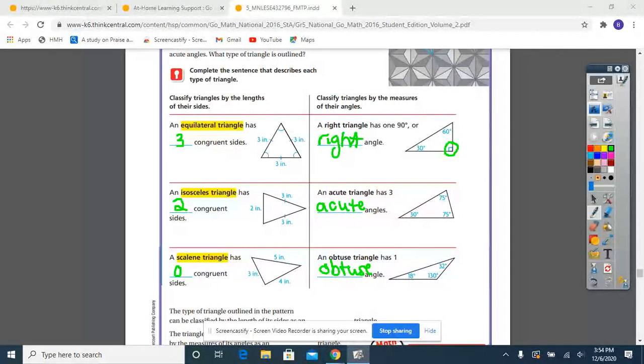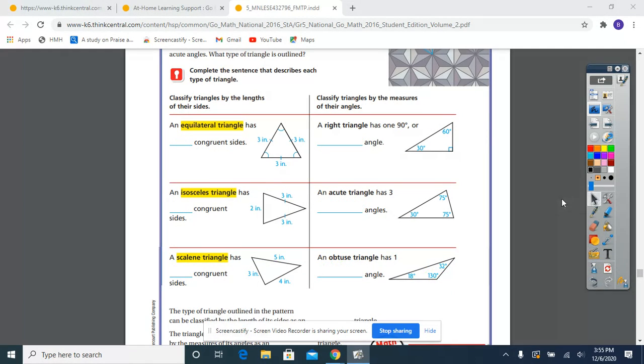Now, the word obtuse just means that this angle is greater than 90. So when you're classifying triangles, if you just remember right angle, right triangle. If it has 1 obtuse angle, it's an obtuse triangle. If all the angles are less than 90, it's acute. Then that will help you identify what type of triangle each triangle is.